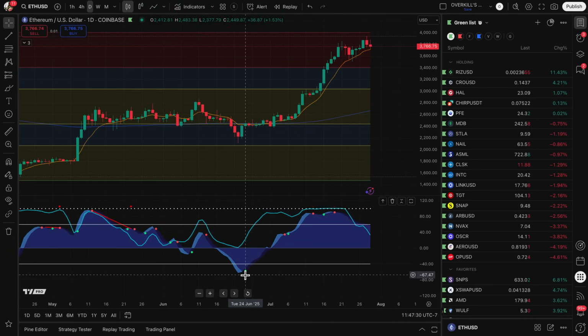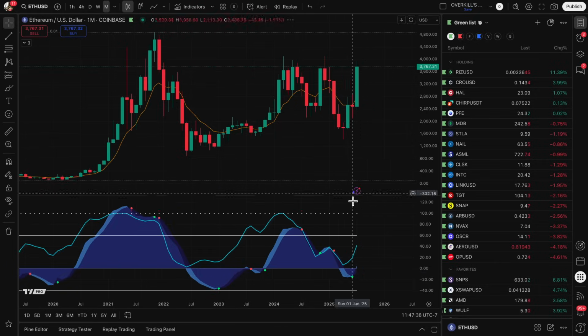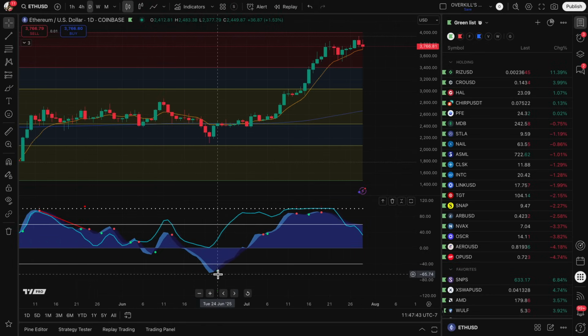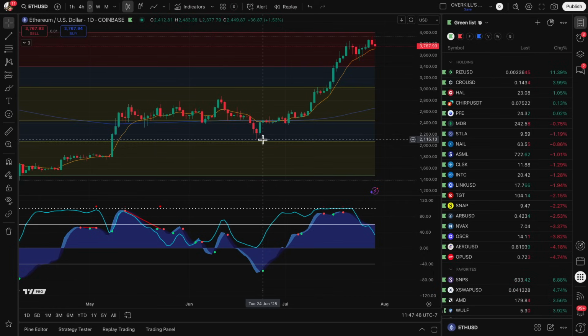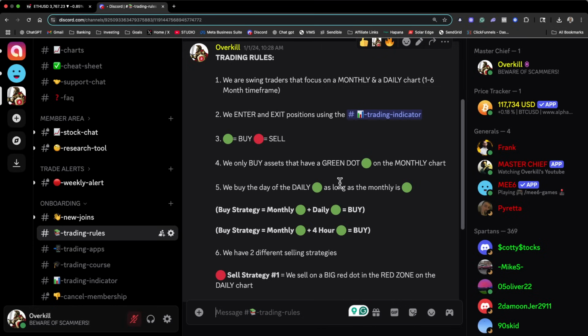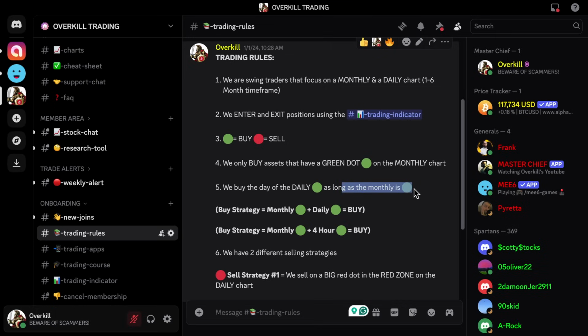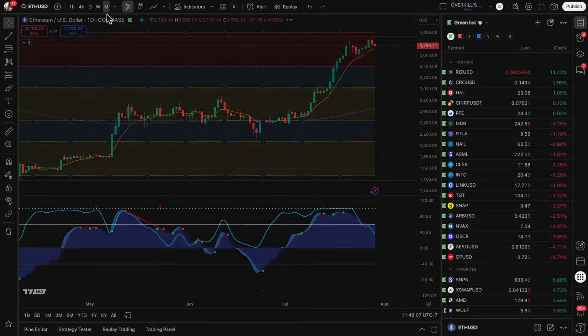This was a beautiful entry here on Ethereum, right here at 2,400. You had another one right here in June at 2,500. So the dot was green in June. So in June, we were on the daily and we were looking at these green dots. We were entering. Okay, we were buying. Okay, that is where we were accumulating. Okay, so we want to buy on the daily dot, right, as long as the monthly is green. If the monthly is not green, we don't want to take a trade. The daily dots don't matter unless the monthly dot is green.